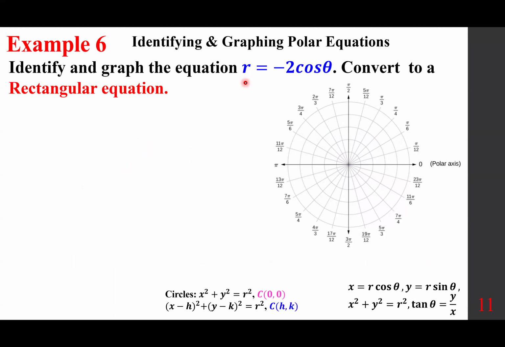How about r equals negative 2 cosine theta when converted to a rectangular equation? Use the same technique as the previous page. If r is equal to sine or cosine times some number, you multiply both sides by r. This becomes r squared, and this is minus 2r cosine theta. So that would be the technique, everybody.